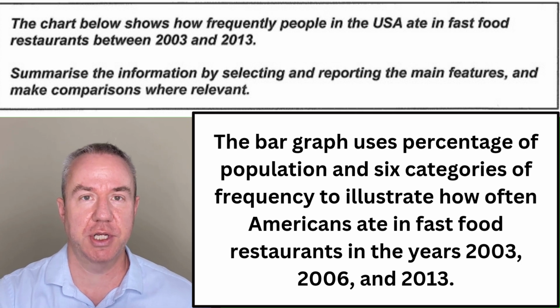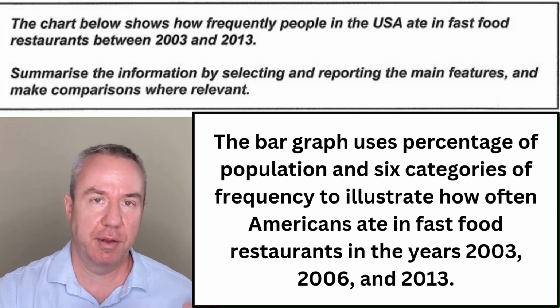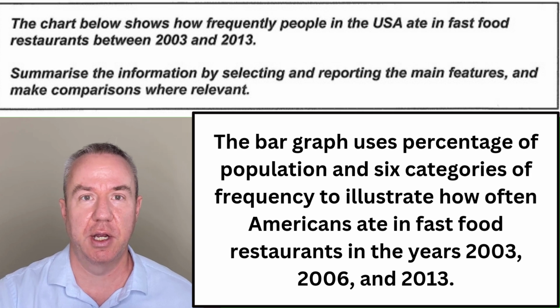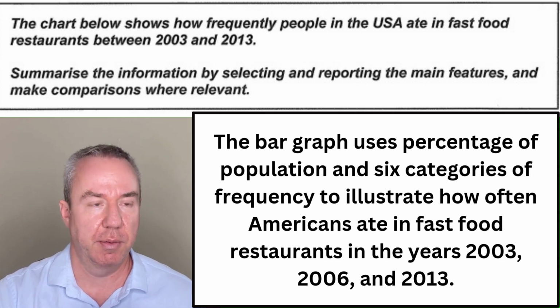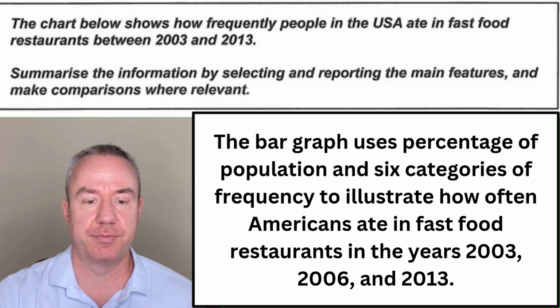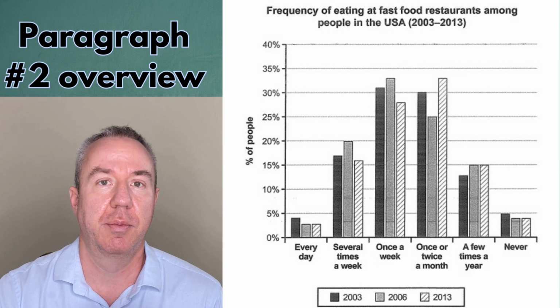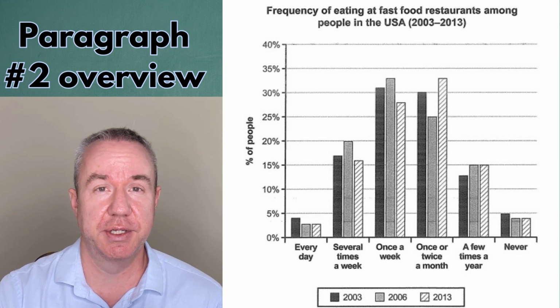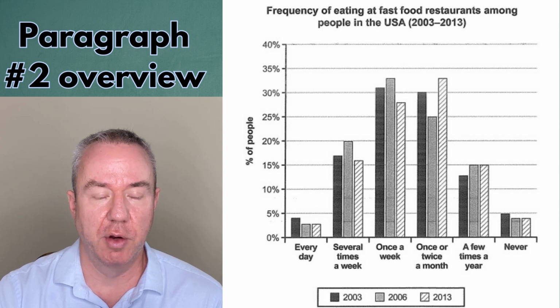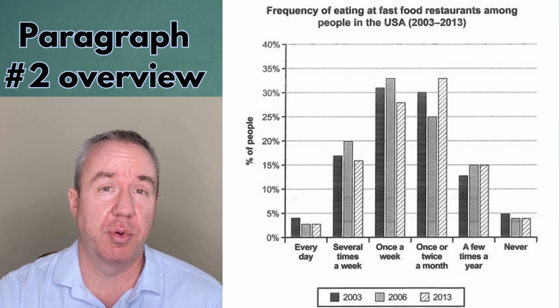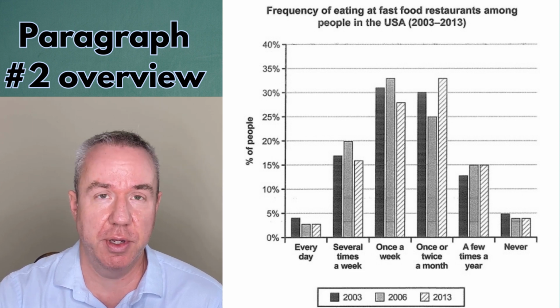That is our introduction. We have paraphrased the question and included all the main elements of the graph. Paragraph number 2 is our overview. An overview is kind of looking at the general points that stand out.